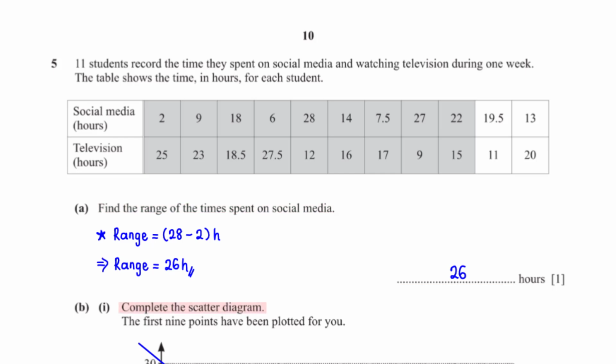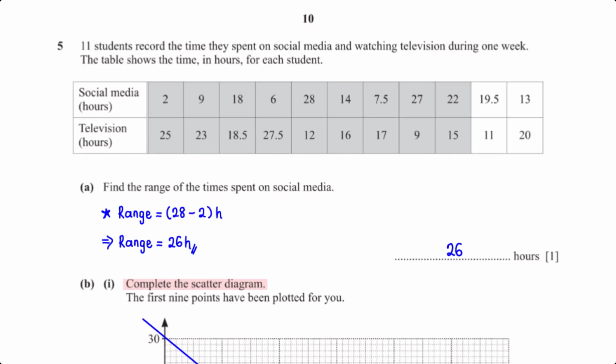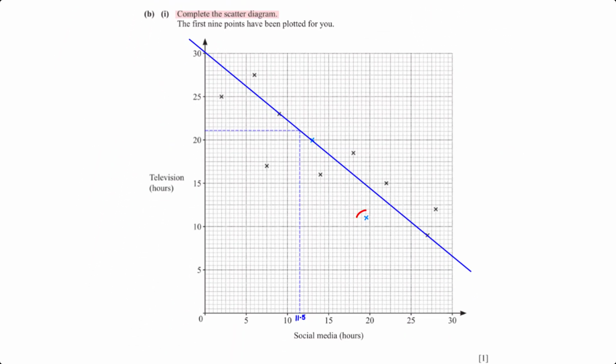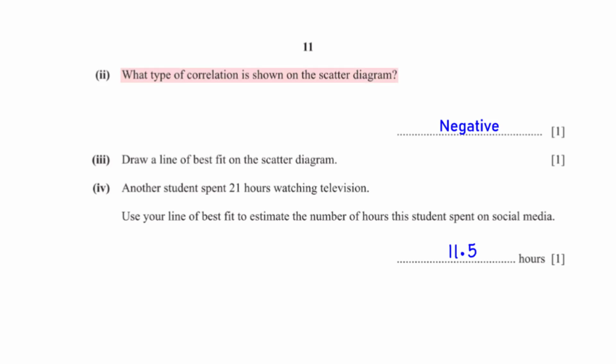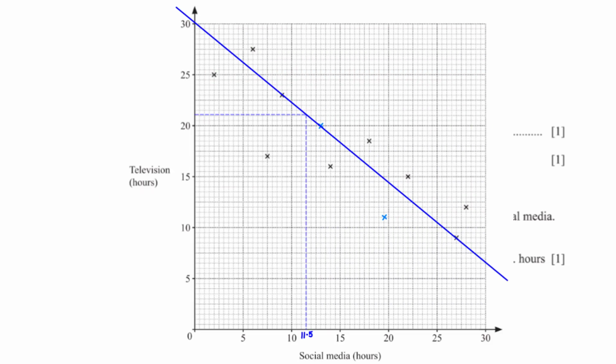Complete the scatter diagram. The first 9 points have been plotted for you. So on the grid, we plot the points (19.5, 11) and (11, 20). What type of correlation is shown on the scatter diagram? On the grid, we see that as the number of hours spent on social media increases, there is a general decrease in the number of hours spent watching television. This implies a negative correlation.